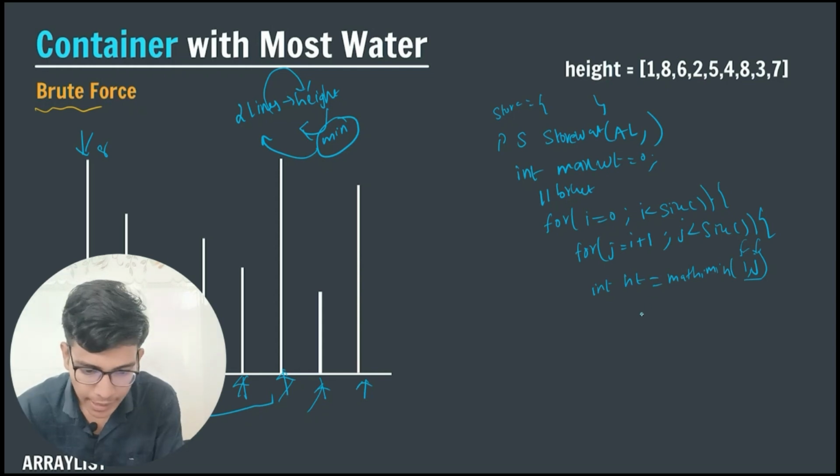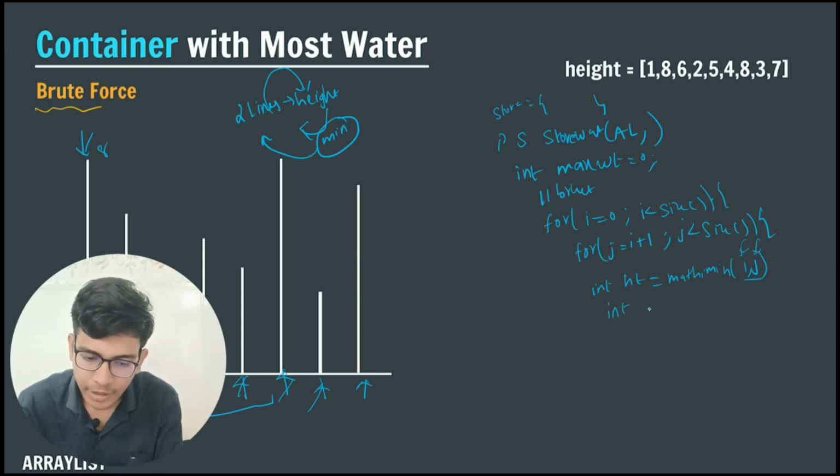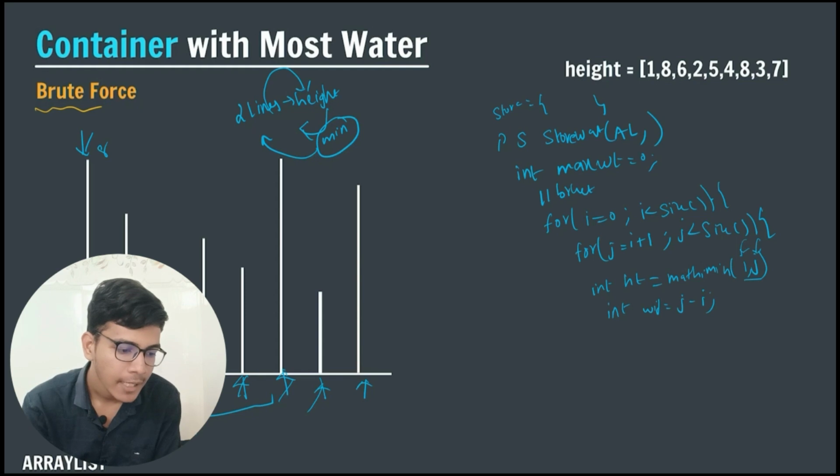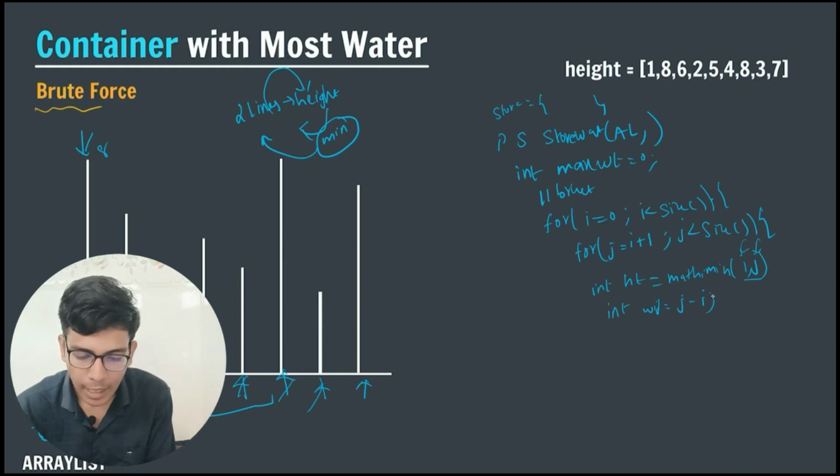After that, I need to calculate width. So width is equal to j minus i. That's all. So here you can see that j is 1 and i is equal to 0. So the width will become 1 here. Okay, so this is how I will calculate my width.